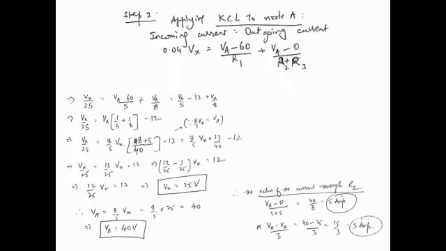Now if you go step by step in the given solution, you will see that you get Vx equal to 25 volts and therefore Va equal to 40 volts, and the value of the current through the resistor R2 equal to 5 amperes, and this is the solution for your problem.